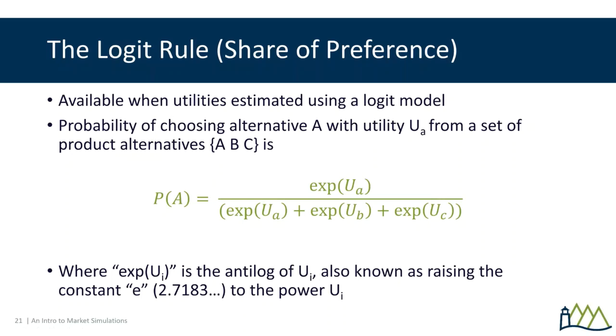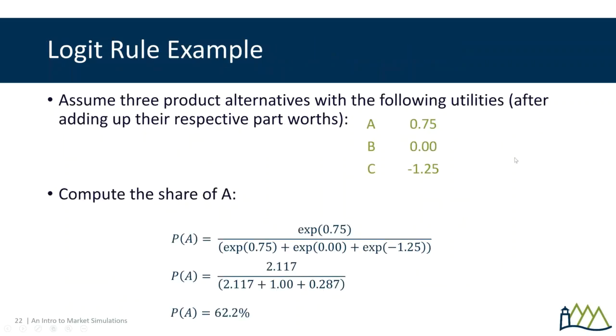So how do we do that? We're going to look at the Logit rule, and most of you are probably familiar with it. We're going to use this formula here. The probability is the exponentiated utility of our product, say alternative A, divided by the sum of the exponentiated utilities of all the products. Basically that will give us the probability of choice.